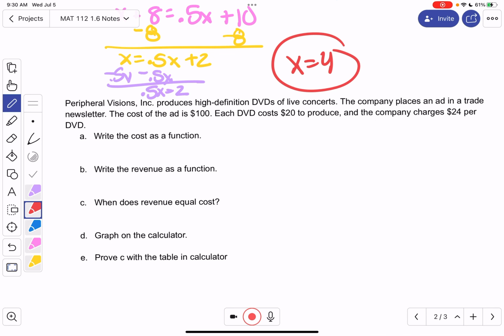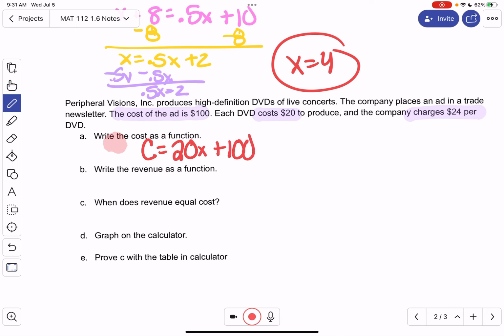Here's another one you might see. Peripheral Visions Inc. produces high-definition DVDs of live concerts. They place an ad in a trade newsletter. The cost of the ad's $100. Each DVD costs $20 to produce, and then they charge $24. So write a cost function. Well, the cost is what they pay per DVD to make it plus the ad that they only pay once. Revenue is the income, so that's what they charge. So our revenue is going to be $24 per DVD.